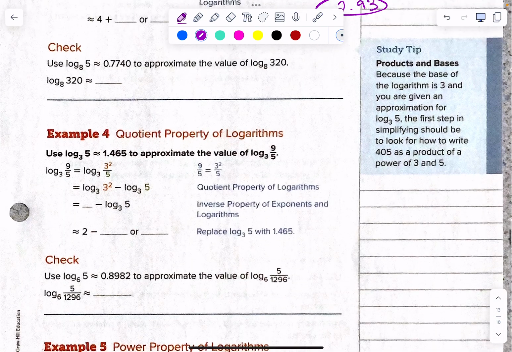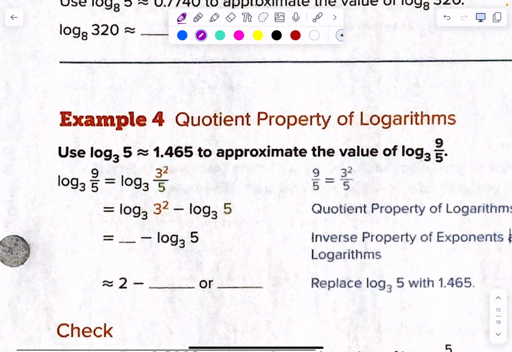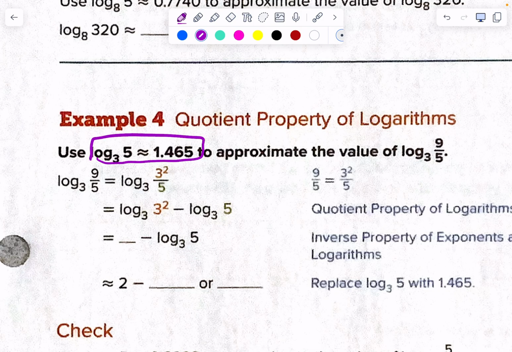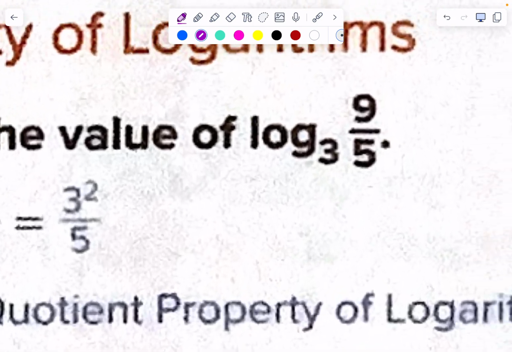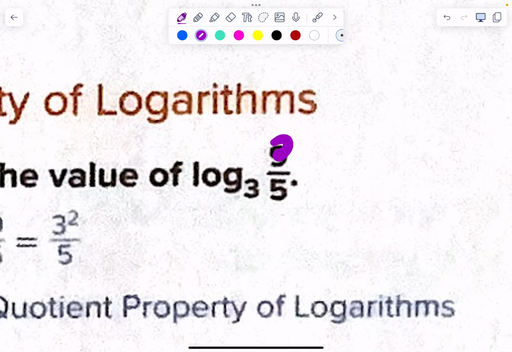Let's do example 4. So we know log base 3 of 5, and I don't like that question. We don't know that yet. Okay, let's change this. Let's change it to be 3 over 5 instead of 9 over 5. Okay, we'll make it a little bit easier.